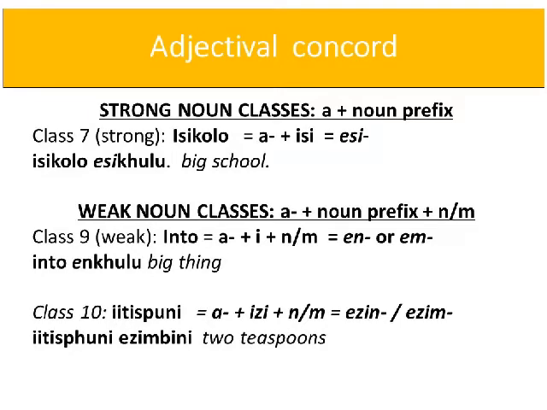Again, to form the adjectival concord that will be describing your teaspoons, it would be the a plus e-z-i, which is your noun prefix for that particular class, and then N stroke M, depending again on the sound. So our adjectival concord will be ezin or ezim. In this example, we're going to use bini as our adjectival stem. Our adjectival concord in this case is ezim, again referring to the teaspoons, to our class 10 noun.